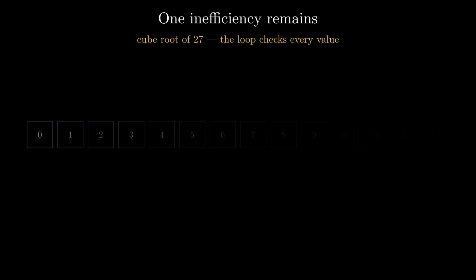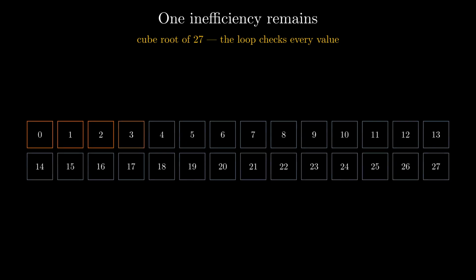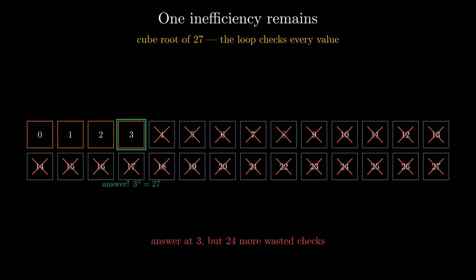One inefficiency remains. To find the cube root of 27, the loop checks 0, 1, 2, 3, and then keeps grinding through 4, 5, 6, all the way up to 27, even though we already had the answer at 3. Those extra checks are wasted work. We can stop the moment guess cubed reaches the target, and a break is the tool for that.